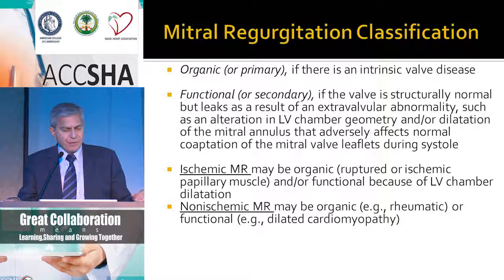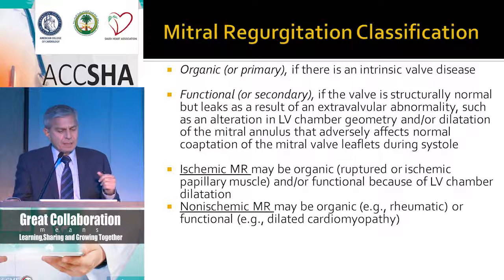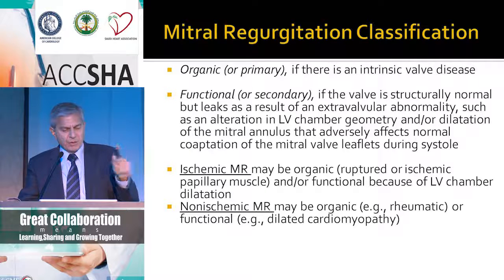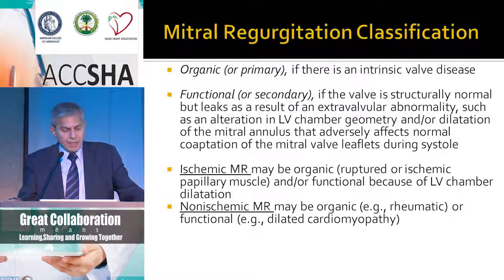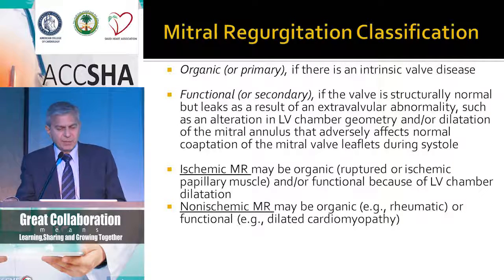We also talk about ischemic mitral regurgitation or non-ischemic, but now that we've made the differentiation into primary or secondary, ischemic could be primary or secondary. It could be primary or organic, such as with ruptured or ischemic pap muscles, or it could be secondary or functional because of LV chamber dilatation. The non-ischemic may be organic, such as rheumatic, or maybe functional, such as with a dilated cardiomyopathy.